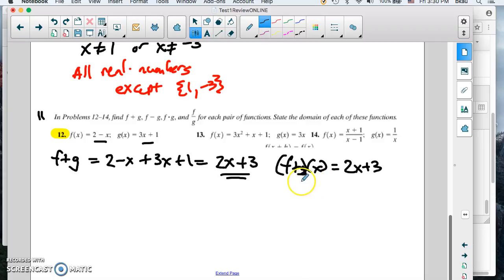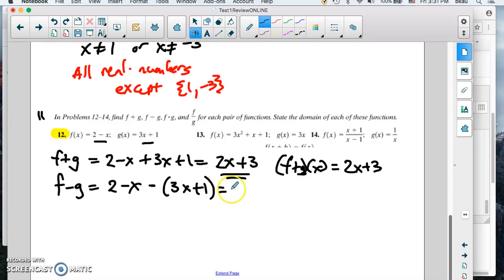The domain on this one's all real numbers because it's just a regular function. It doesn't have a denominator or a square root. Now f minus g is just the same thing. You're going to take your 2 minus x, which is the f function, and you're going to subtract the g function. Instead of adding it, you're going to subtract it. So you put a minus, you subtract the whole g function there.